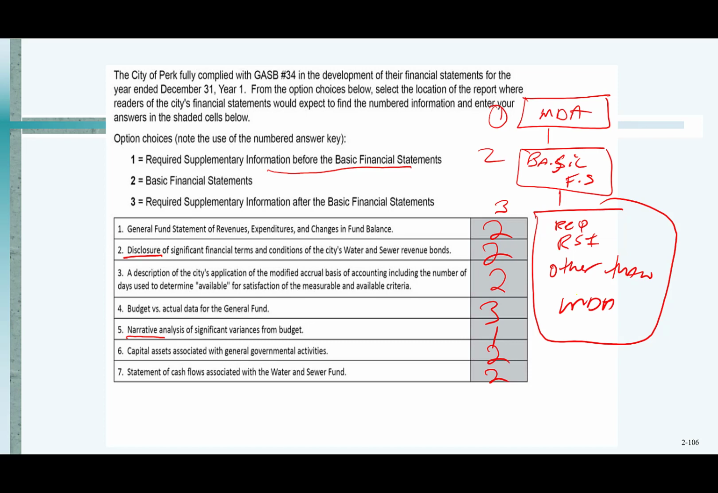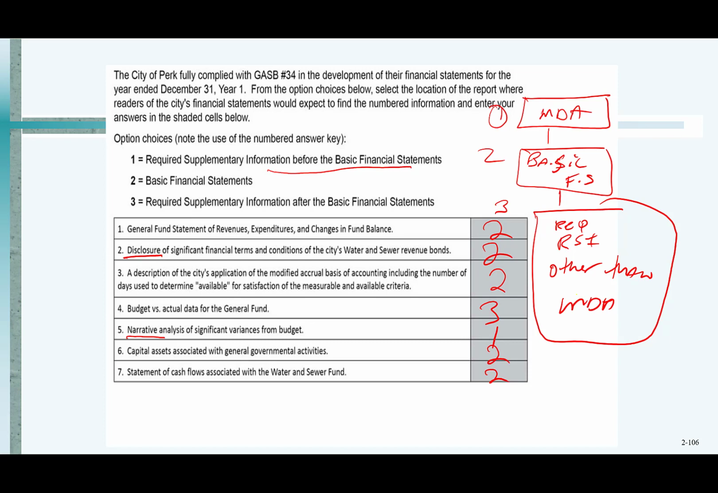Okay, good. Number 6, capital assets associated with general government activities. That's a 2. That's in the government-wide statements, isn't it? Okay, don't be fooled by something like that thinking, well, no, we don't have any assets in our governmental funds. That's correct, but we do report them as governmental activities on the government-wide level, right?